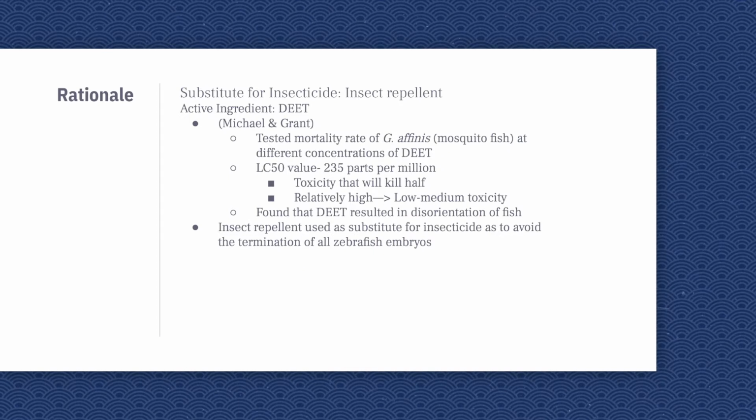In this experiment, insect repellent was used as a substitute for insecticide. Embryos developed in different concentrations of OFF! Deep Woods bug spray. OFF! Deep Woods bug spray is an insect repellent with the active ingredient DEET. It has been demonstrated that DEET has low to medium toxicity on G. affinis, or the mosquito fish, and resulted in disorientation on fish. So for the purpose of this experiment, DEET would be more effective than a chemical with high toxicity, which would probably eliminate all zebrafish embryos.